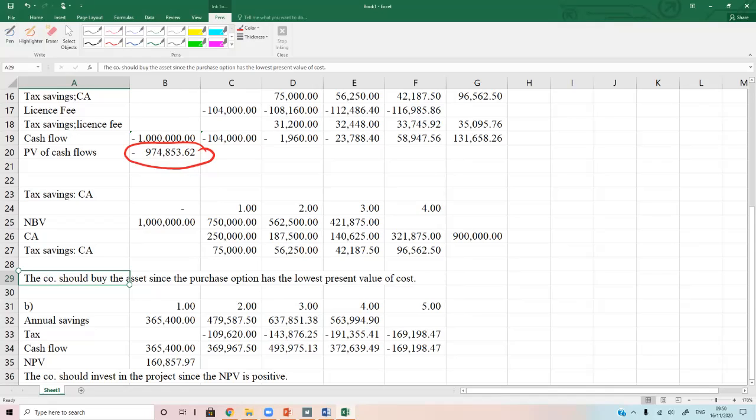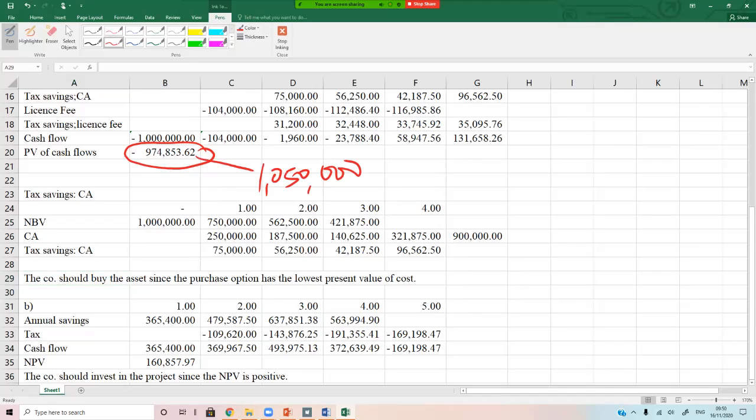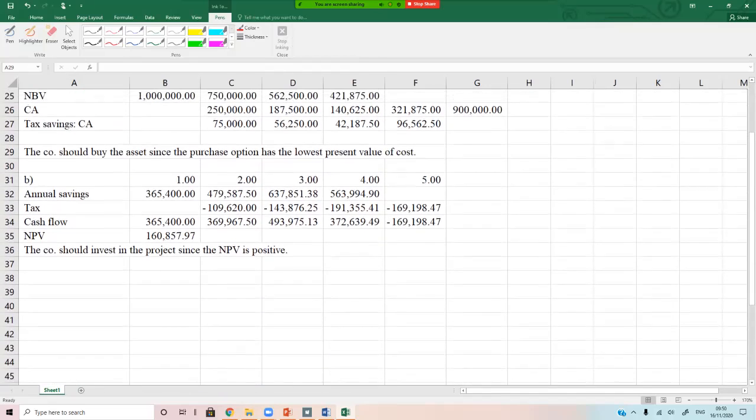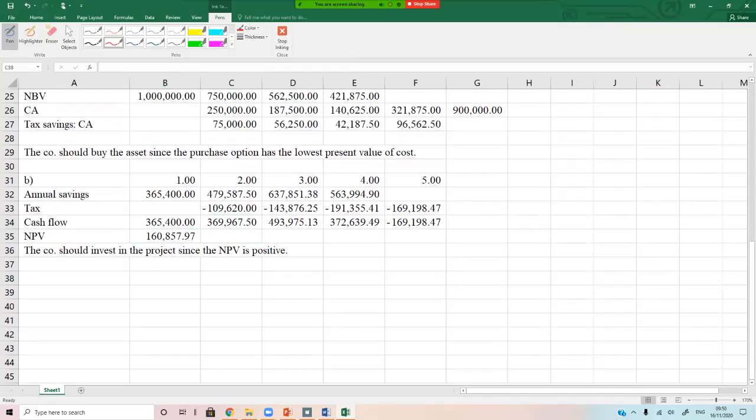So in case, for example, the purchase option was 1,050,000, then definitely you go as per the purchase option or lease option. Well, this is 1,022, so here we'll be subtracting to get the NPV. The NPV will be equal to the sum minus 1,022. You go as per the advice given there, the present value of the cost of the plan you advise the company to take. Clear?